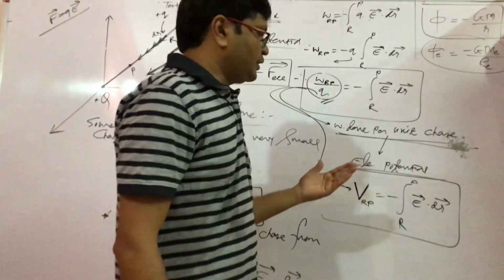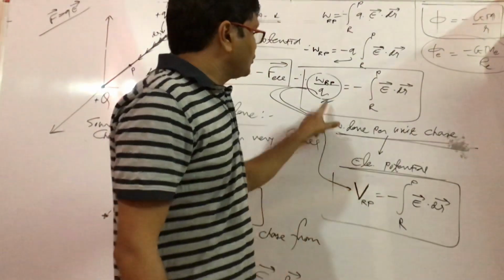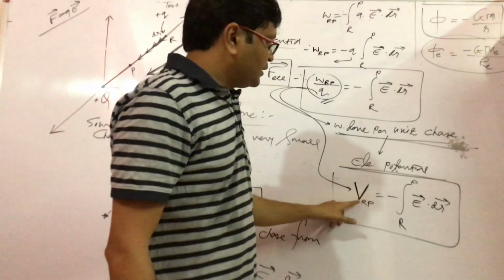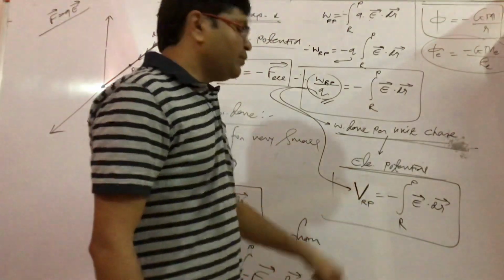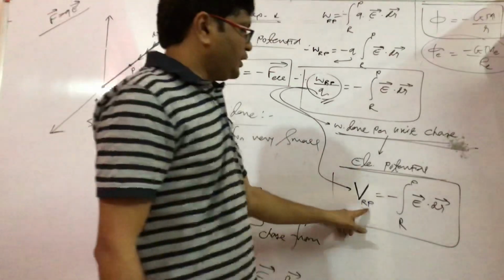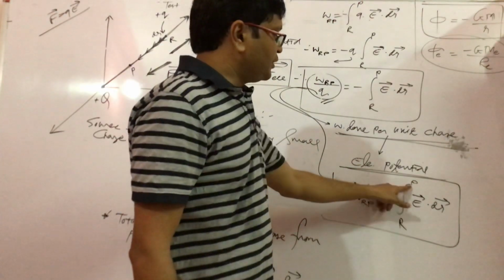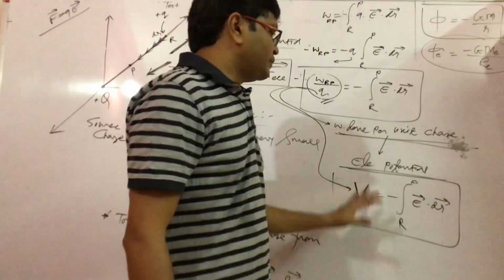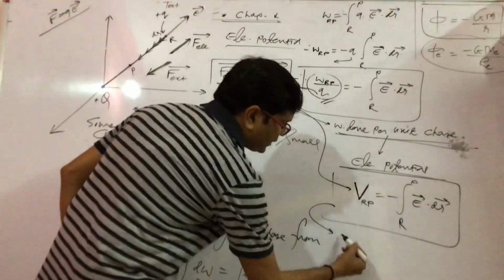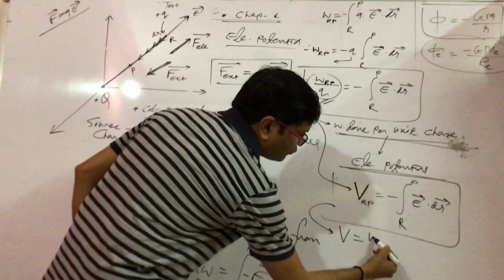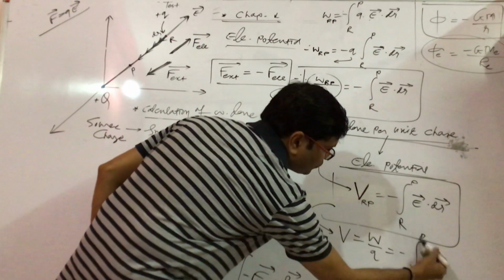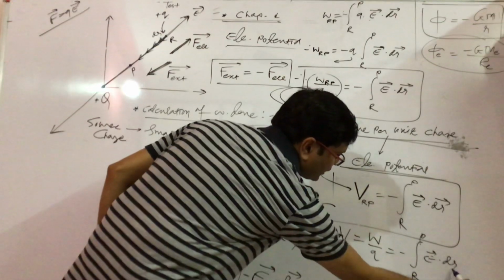We will derive the perfect definition also. So this is your potential. Potential is denoted by V. So V_RP. What do you mean by V_RP? There are three different meanings. We'll discuss, don't worry. So V_RP is equal to minus integral from R to P of E dot dr. This is the general formula of potential. In short, I can write potential V is equal to work done per unit charge is equal to minus integral from R to P of E dot dr.